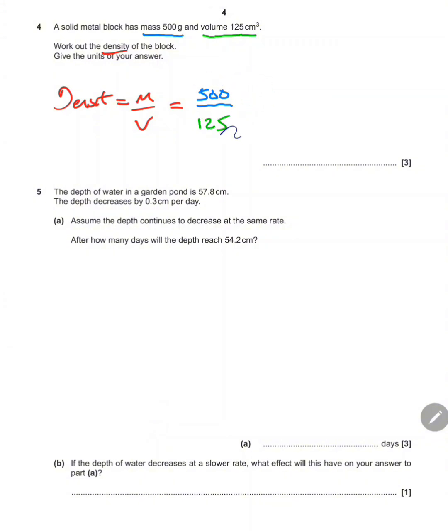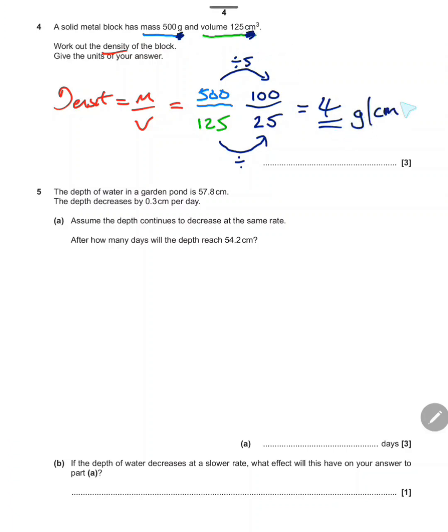Not too easy straight off, but I can look to simplify this. I know that these will both divide by 5, so I divide top and bottom by 5. 500 divided by 5 is just 100. 125 divided by 5 is actually 25. And then 100 divided by 25 is much easier than this calculation, but gives the same answer. The answer is 4. Because we did grams divided by centimeters cubed, that is my units for density.